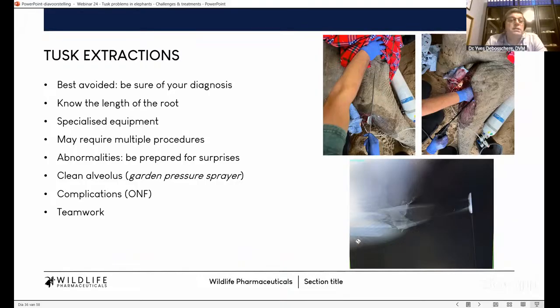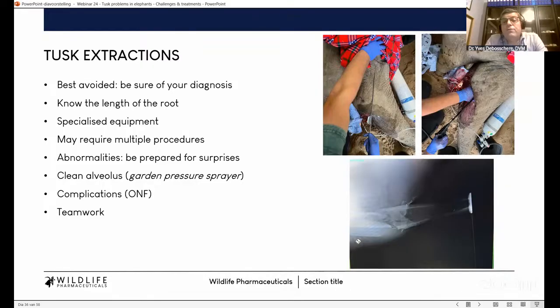Tusk extraction itself, as I have already said, is best avoided. And be sure of your diagnosis, because if you start to extract the tusk, you have to come out anyway. Once you start, you cannot stop anymore, and you have to be sure that it needs to be extracted. You need to know the length of your root.